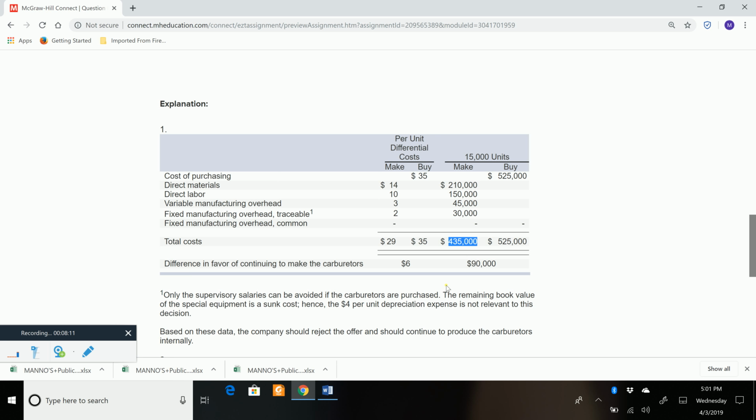Once again, the bottom line, in order to answer these questions, the best way to do so is to only consider the costs that are different between the two alternatives. And in this case, only $29 of making it ourselves is different. All right.